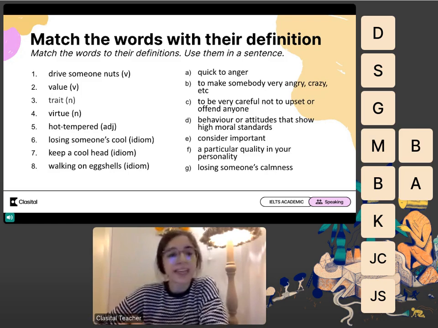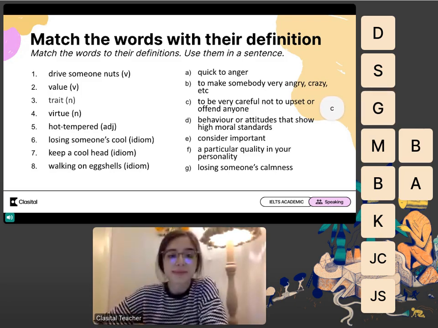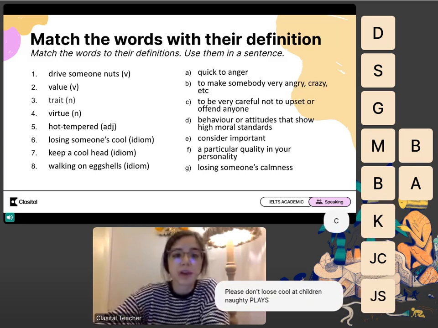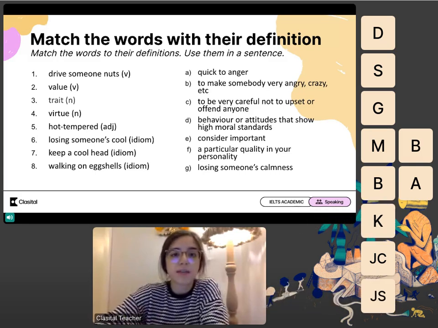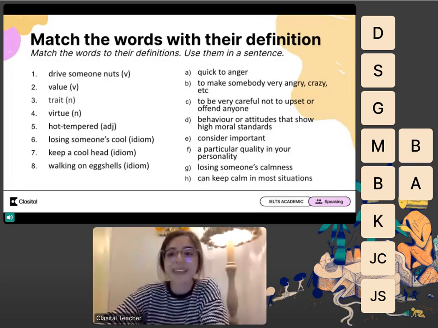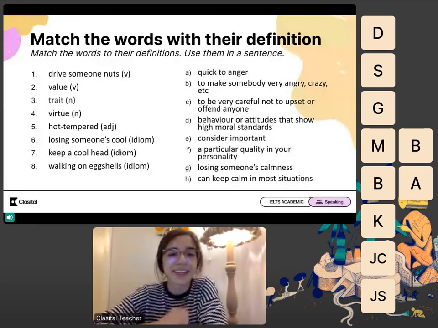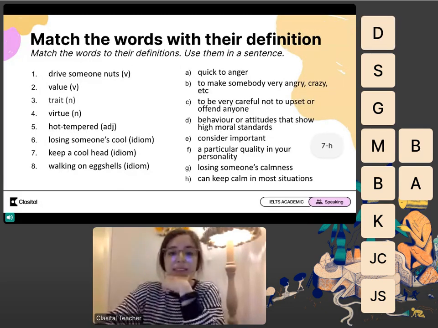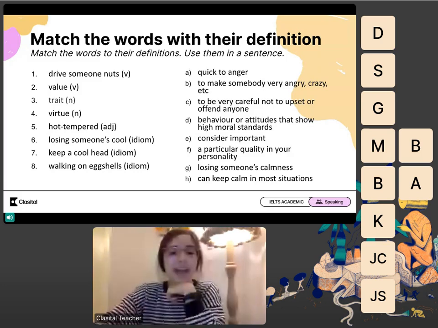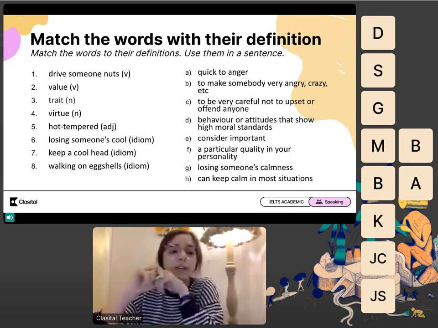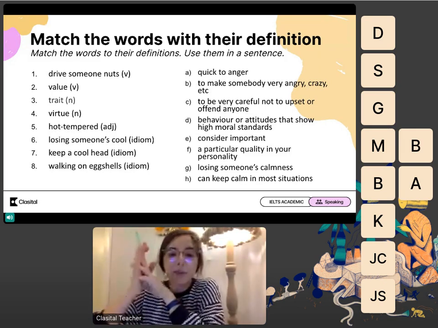Okay, another cool idiom. Keep a cool head. Number 7. We didn't have many options left. Oops. Didn't I share my last one? Yes. Here is the answer for you. Yes, it will go for H, can keep calm in most situations. So it's the opposite of losing cool. So it's keep a cool head.